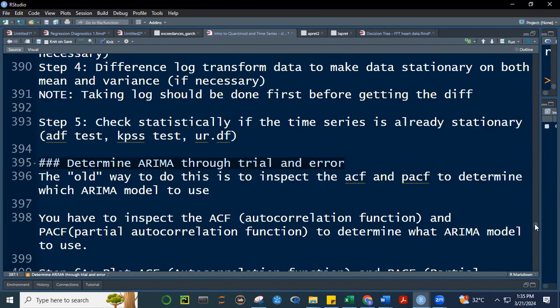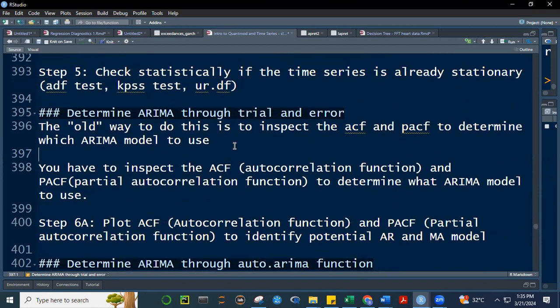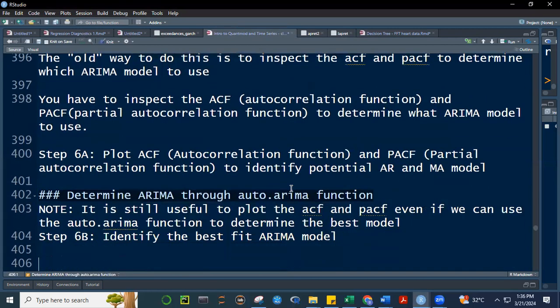All right. So dito na tayo sa step number 6, no? Okay? So sabi ko dito, the old way to determine kung anong klaseng ARIMA model ang data natin is to plot yung ACF at saka PACF and to determine which ARIMA model to use. Kasi the ACF and the PACF will now give us a hint. It will now give us a clue kung anong klaseng model yung gagawin natin.